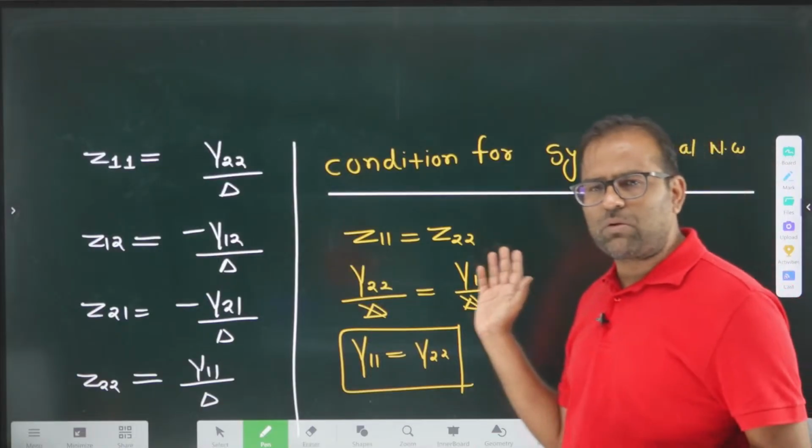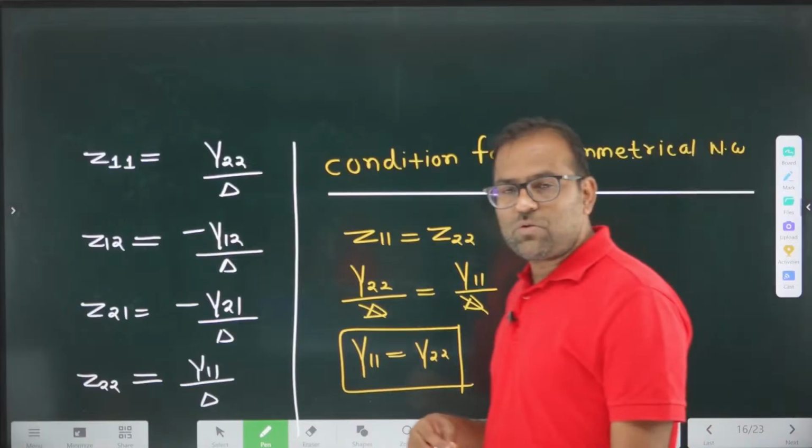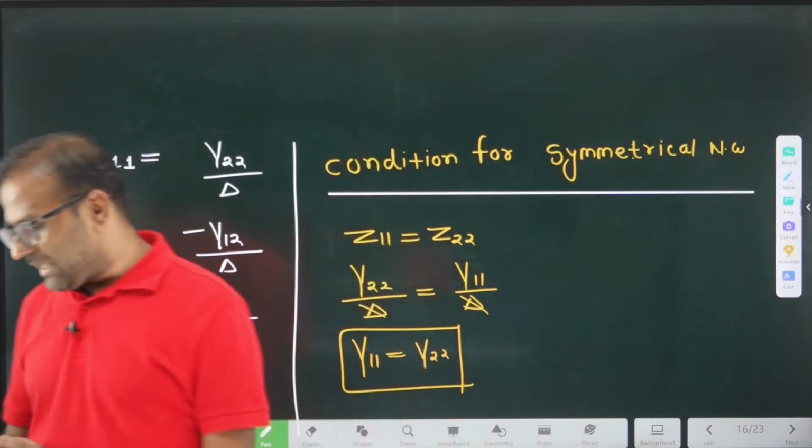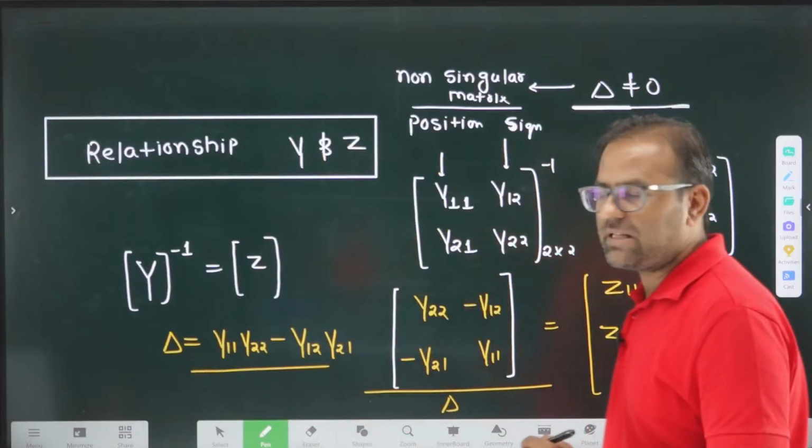So you don't have to calculate. If Y12 is known, Y21 you can directly write. If Z12 is known, Z21 you can directly write. So always remember about these two things. So we have talked about Y and Z parameter.